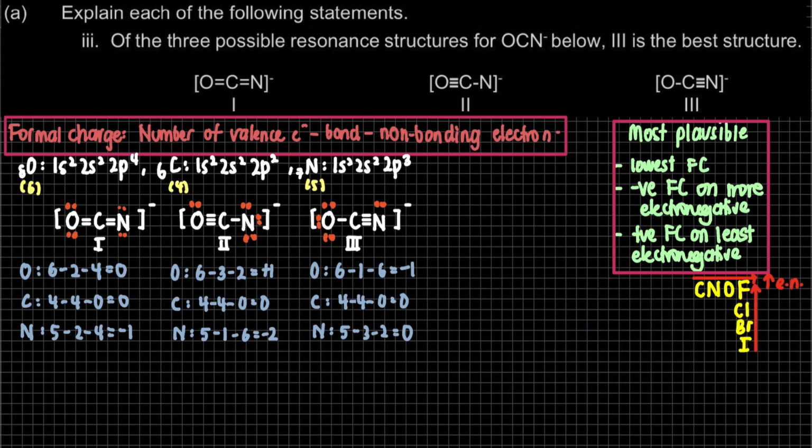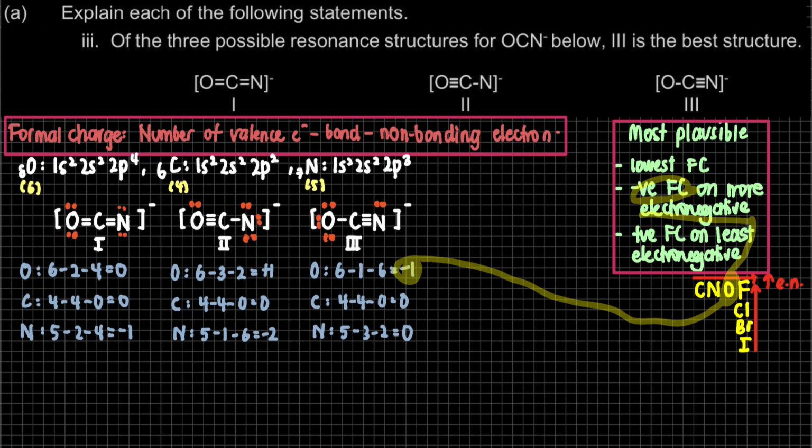But in this case, the example here is between nitrogen and oxygen. It's not group 17, it's actually period 2 elements. For period 2 elements, the order of increasing electronegativity is CNOF, which stands for carbon, nitrogen, oxygen, fluorine. So right now we have nitrogen and oxygen. Between these two, oxygen is more electronegative. In this case, we want the negative formal charge on the electronegative atom, which is oxygen. In the case of structure 3, the negative charge is on oxygen. So that's why structure 3 is the best structure.